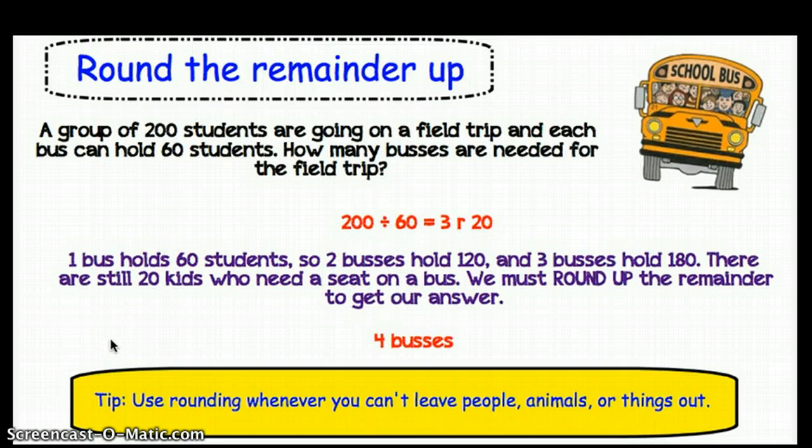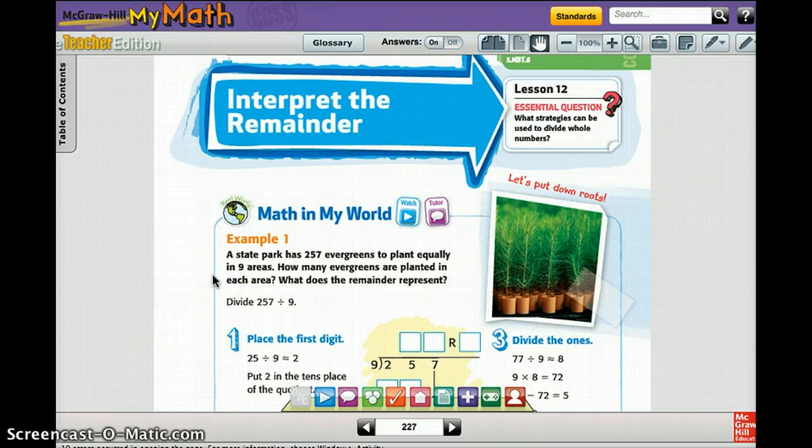So a good tip for rounding the remainder up: you're going to use rounding whenever you can't leave people, animals, or things out. In this case, we couldn't leave those 20 kids out, so we needed to round the remainder up. All right, so let's take a look at it in your book.